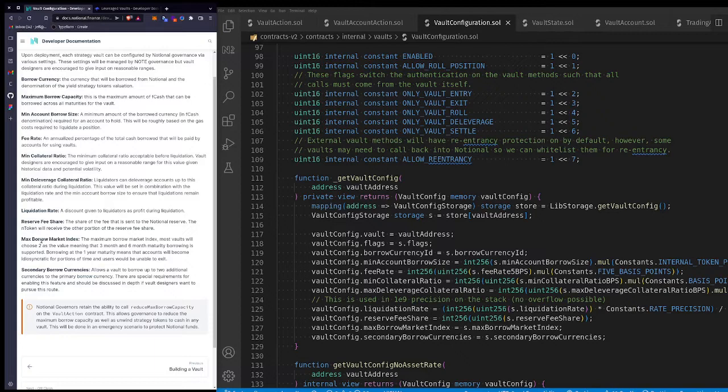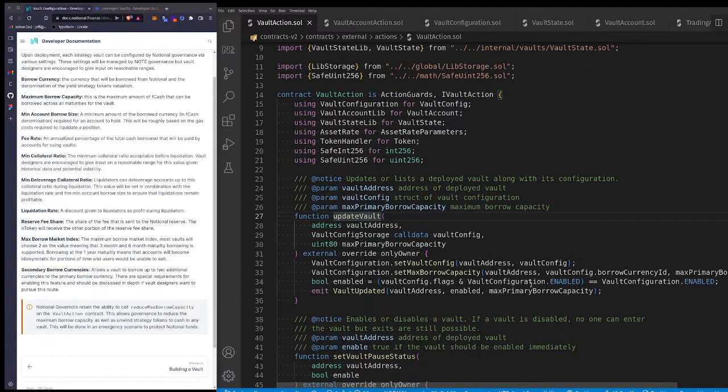So finally, there's the potential for vaults to need to borrow additional currencies beyond the primary currency, and so those can be whitelisted here. We'll discuss what conditions accounts or vaults would need secondary borrow currencies when we talk about those in detail.